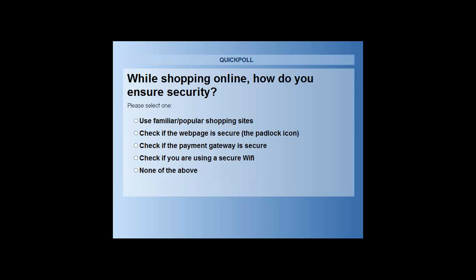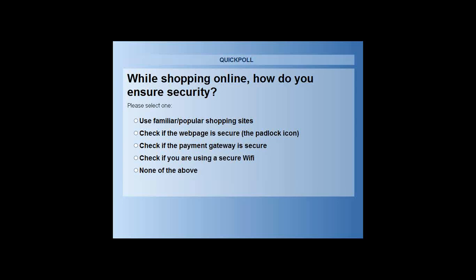We have about 45% of today's audience who cast their opinion poll. We'll wait for another 20 seconds before I close this opinion poll and share the results with you. When we talk about popular shopping sites, basically we are talking about sites which are well known to people. That's one safe way of ensuring that this device could be secure.